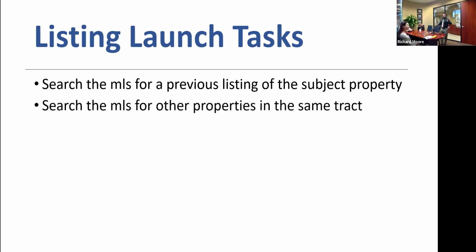Also, search the MLS for properties in the same tract, because there might be some information that you need about the amenities for the neighborhood that weren't on the original listing, but these other ones have it. So now you have information on the HOA. There's HOA pools, there's HOA trails, there's HOA parks, things like that.